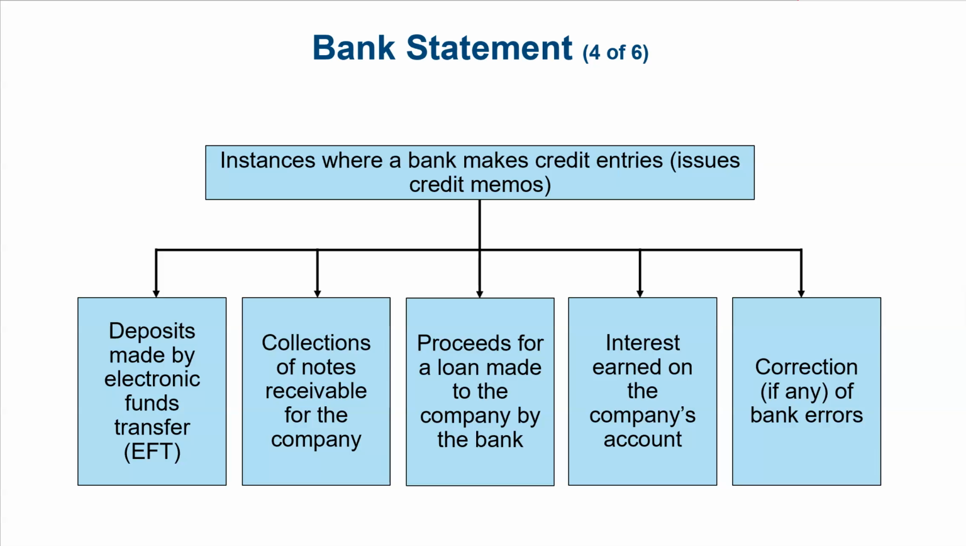These are instances where a bank makes credit entries. When they issue a credit memo, these are some examples of when they would do that. If there's a deposit made by a customer by EFT, this would be a credit entry. It would increase our account. If they collect a note on our behalf, this would be a credit entry. Proceeds for a loan made to the company by the bank: if we borrow money from the bank, the bank is going to put money into our account because we borrowed it. That's a credit memo. If we earn interest on our balance, credit memo. And if there's any kind of correction where they needed to put money back into our account because they took out the wrong amount, that would be a credit memo as well.